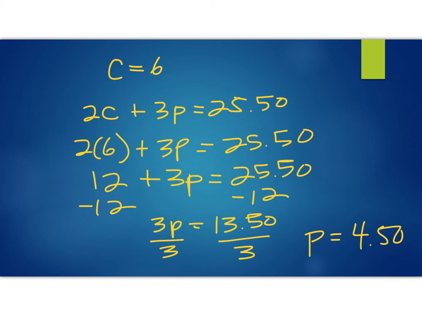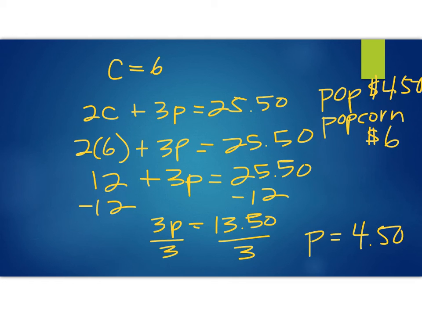I already forgot what my variables were. The key part is that you guys can explain. So that tells me a pop is $4.50. And then the popcorn is $6. So ordered pairs are not as essential for the story problem ones. Make sure you can tell me what each item costs in this case.